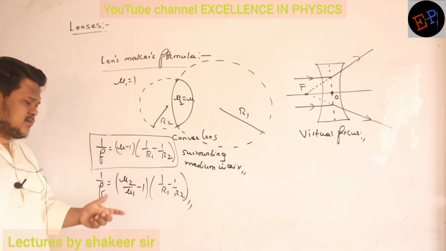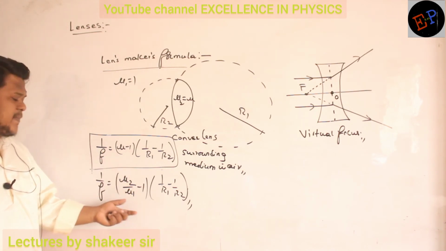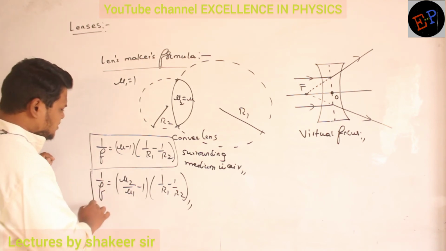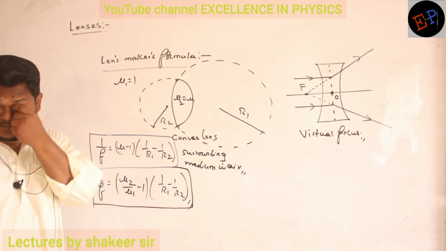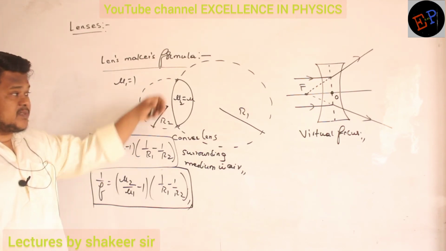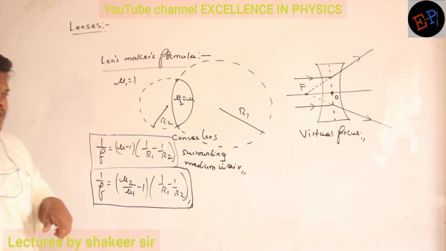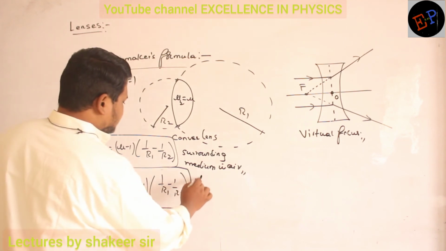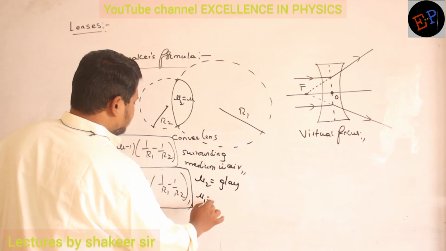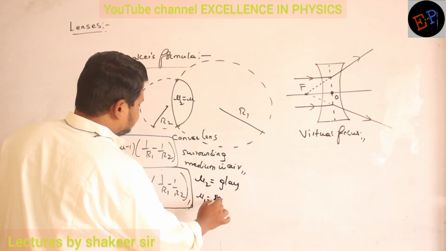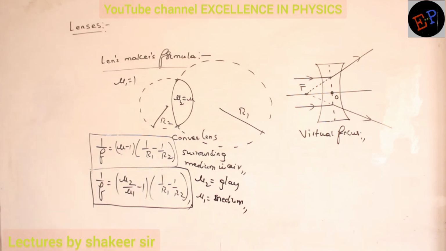In the process of derivation only, we will understand this one. Derivation we are not doing, so two conditions we are writing. Fine? So this is the equation we can use in which condition? If the first medium is not air. For example, if the lens is immersed in water, then water's refractive index is not 1, it is 1.33. So mu 2 is the refractive index of glass. Mu 1 is the refractive index of the medium in which this lens is placed. Are you able to understand?